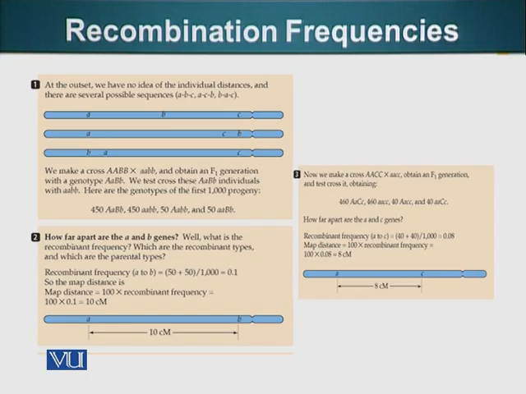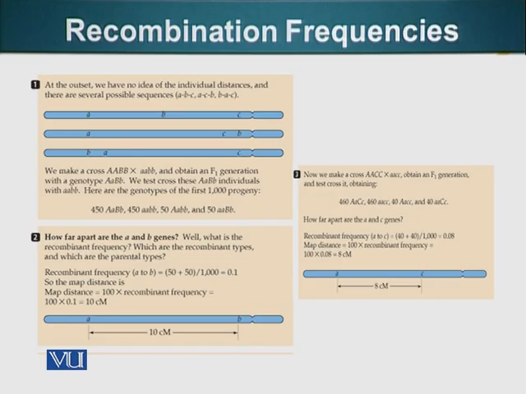Again, we use our previous exercise and calculate the recombinant frequencies. Here's the algebra. So we come up with the number 0.08. This number translates to 8 centimorgans. So we have now established the distance between A and C and between A and B.